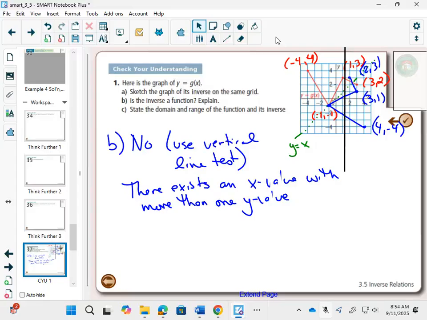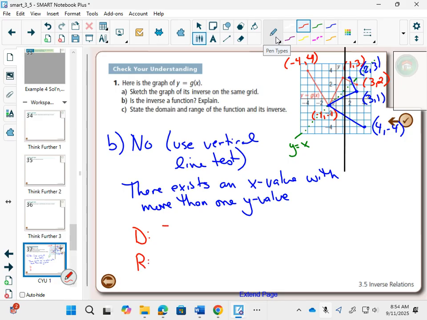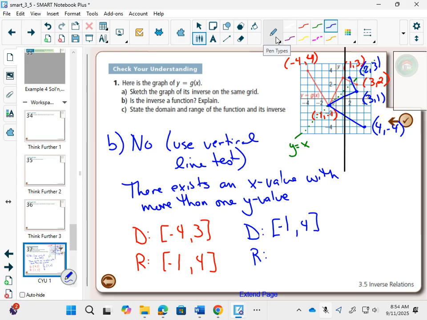Okay. So, state the domain and range of each function. So the red one's domain, its smallest x value is -4, and its biggest x value is 3. And the range, the smallest y value is -1, and the biggest y value is 4. Then, when we look at the inverse, our domain, the smallest x value is -1, and the biggest x value is 4. And the smallest y value is -4, and now the biggest y value is 3.